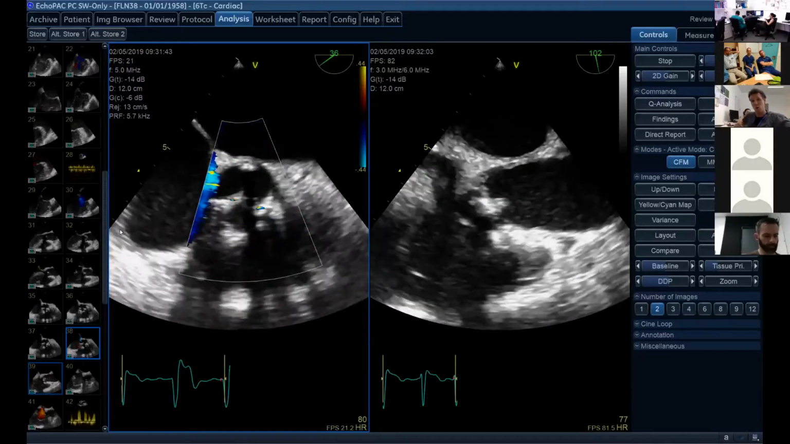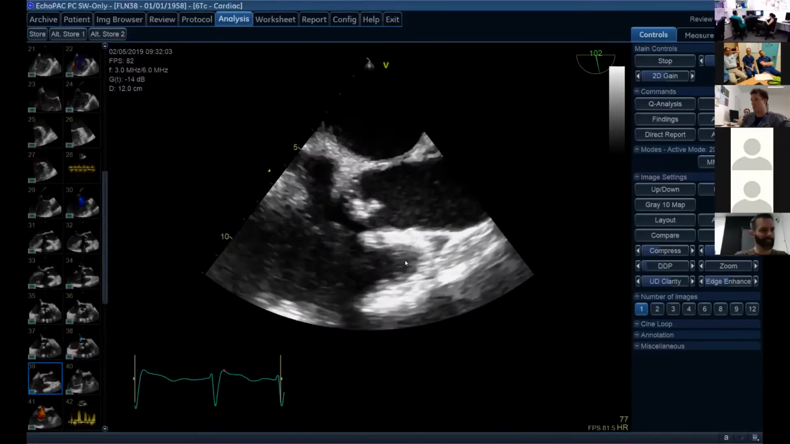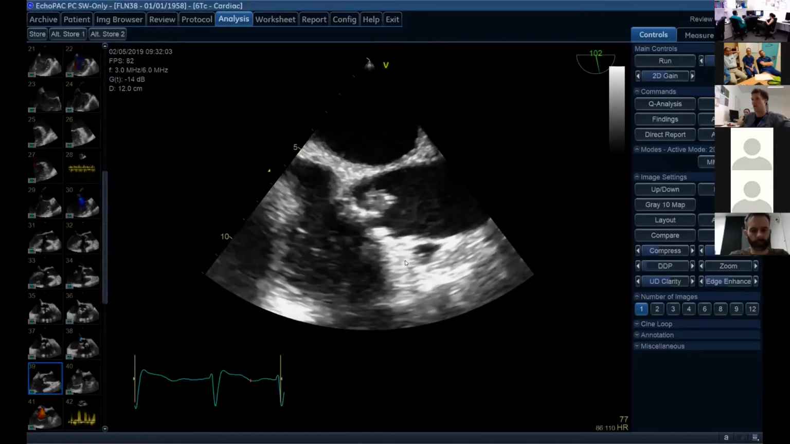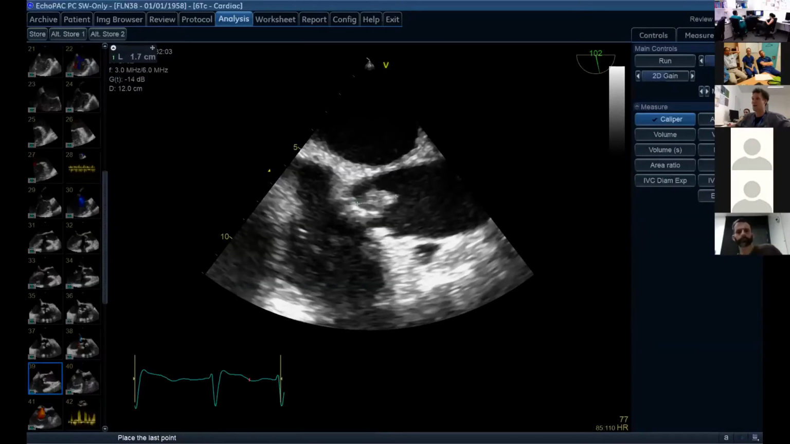So I measured it in the other one at 8 by 9 centimeters. In this one, I'd pause it, try and find when it looked the worst like that, and I pick it in two dimensions. And that's the reason I did off-axis imaging.